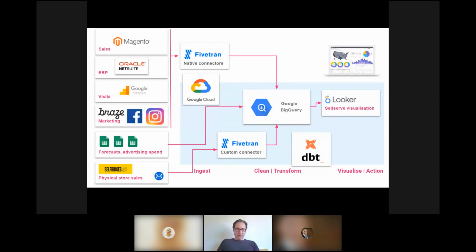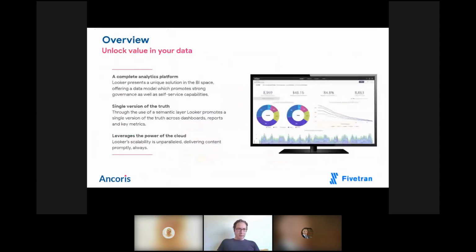Looker is Google's visualization platform. It's synonymous with something like Tableau or Power BI. And if you go to the next slide, Sue, please.